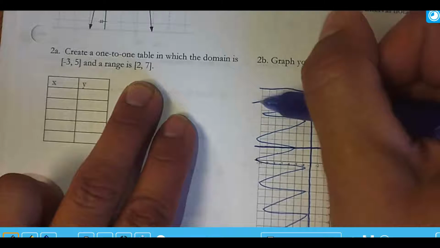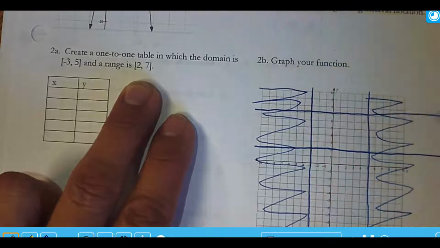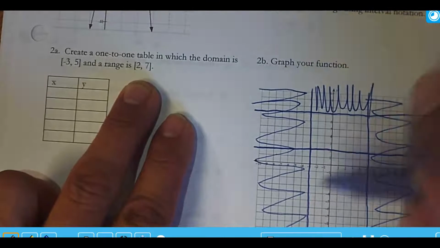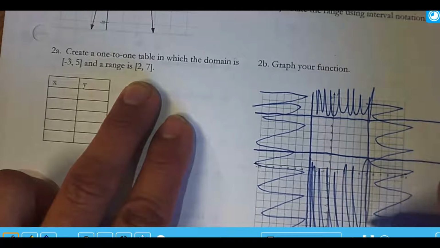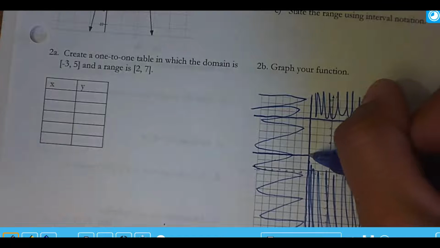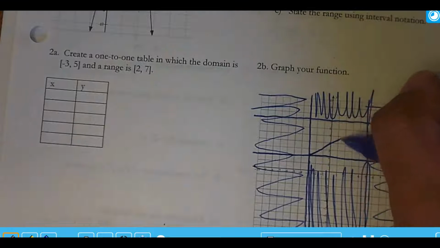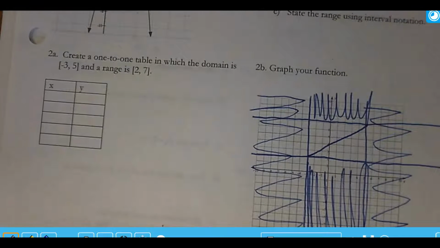So there's 2, and there's 7, and I don't want anything above 7 or below 2. And then just draw a shape all the way from the bottom left corner to the top right corner, and make sure it's able to pass the vertical and the horizontal line test. And that was what will keep it 1 to 1.